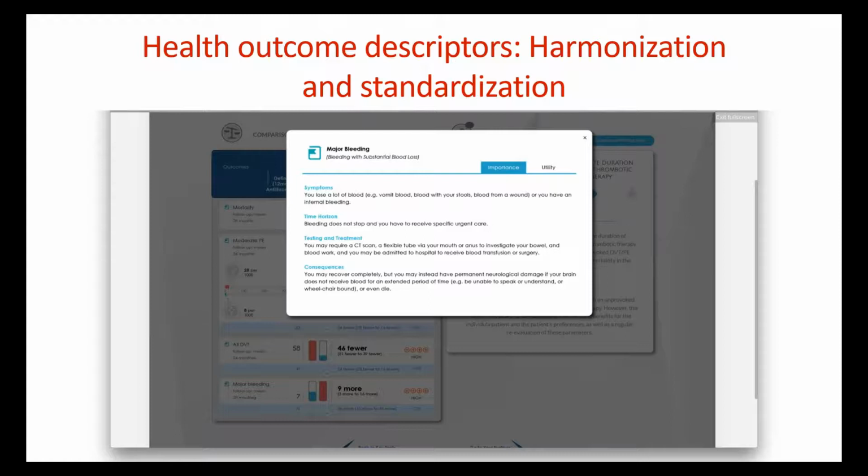So, for instance, for a major bleed that the patient might experience in a hospital, it is described that one would lose a lot of blood. For instance, that could lead to vomiting blood. It could be losing blood with your stools and so on. And these detailed descriptions are necessary, we believe, in order to communicate information truthfully.